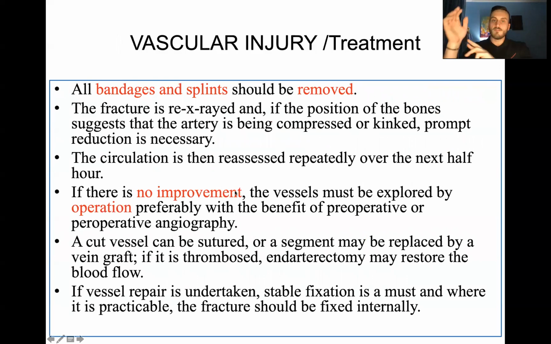For sure, if you have the pulses absent, what to do? The first thing to do is remove the dressing, because one of the most common things to compromise the blood supply is the dressing we already put. So please remove the splints, remove the bandage, do an X-ray another time, check the position, check the reduction of the fracture. If the fracture was displaced, there is no pulse. If you reduce it, most probably the pulse will come back because most of the time the artery is kinked. It's not cut, it's only kinked. If there is no improvement, either exploration or angiography after contacting your vascular surgeon.